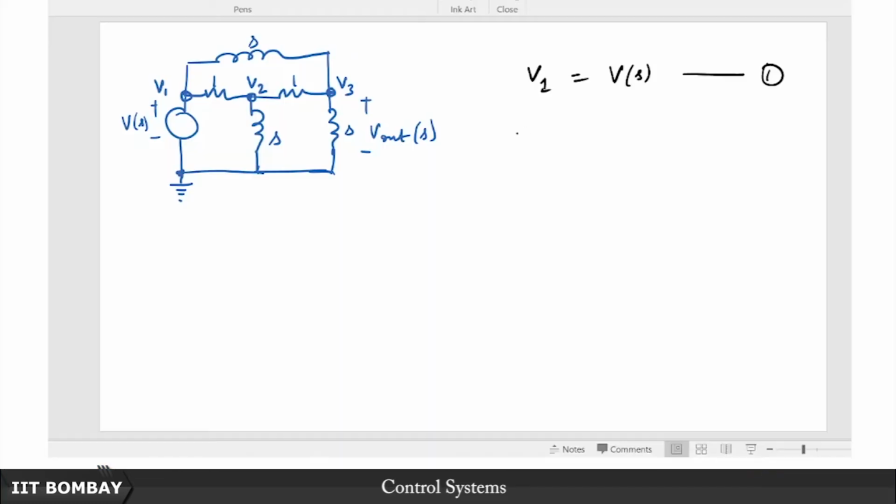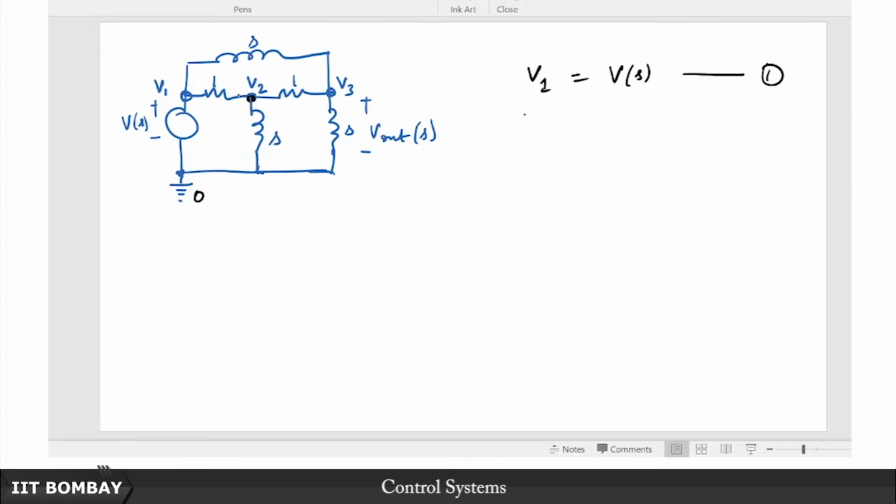Similarly, now if you want to write down the current equation at node 2, what is this? This is the datum, so this is at the 0 voltage level. So what are the currents here? So you see, if you sum total the outgoing current at this node, that should be 0.